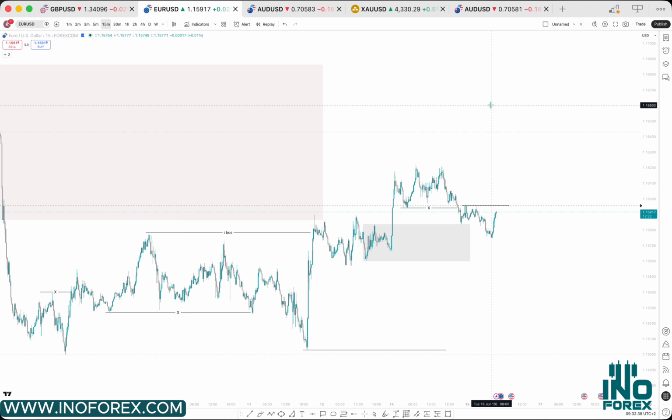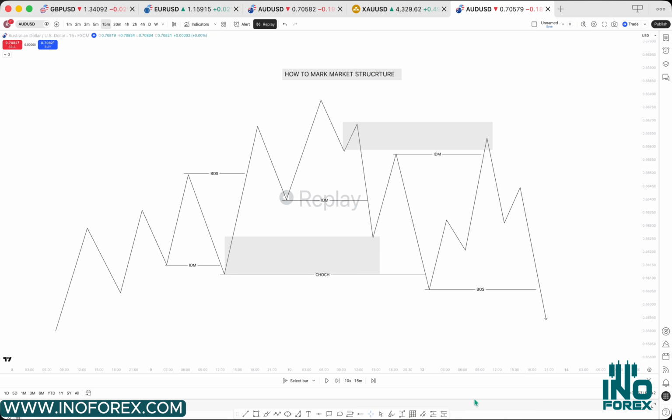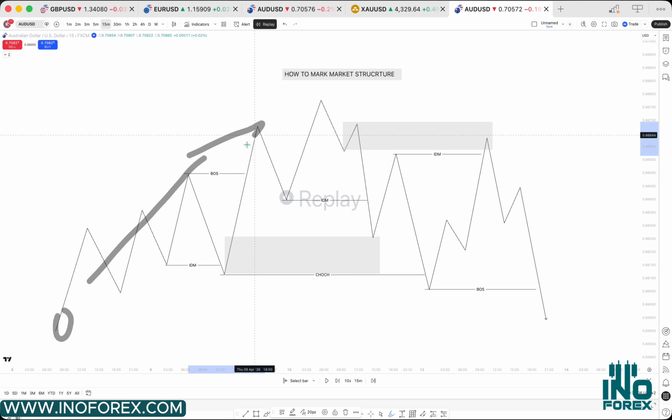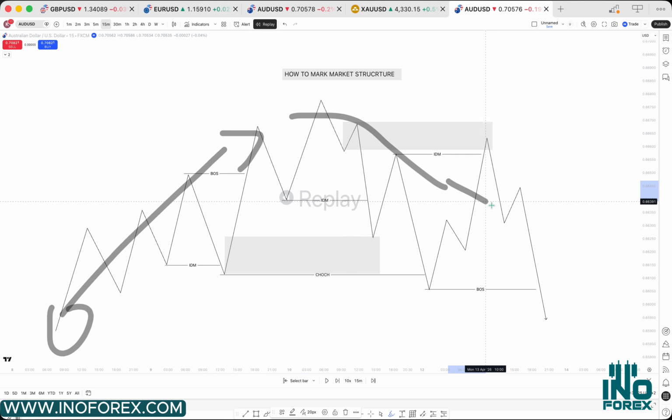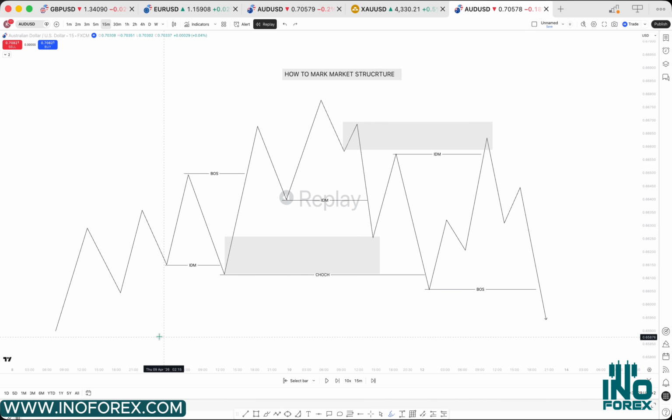So before we go to the chart, I'm going to explain this diagram. As you see in this diagram here, the market is bullish, and then afterwards the market shifted to bearish. When the market is bullish, the market creates higher highs and higher lows. And when the market is bearish, the market creates lower lows and lower highs. Lower low and lower high.